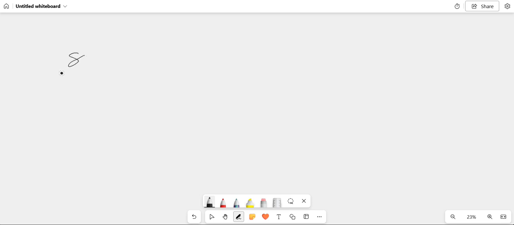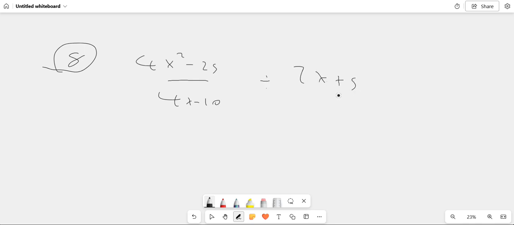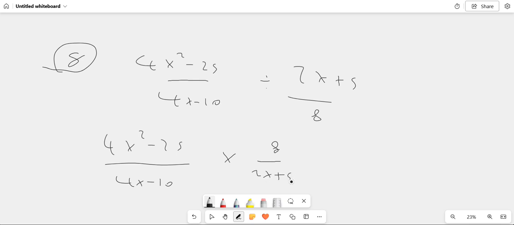Part F. 4x squared, yeah, minus 25 over 4x minus 10, yeah? Divide that by 2x plus 5 over 8, yeah? So again, keep flip change, 4x squared minus 25 over 4x minus 10, yeah? And then change that to a times. And then here's going to do a little flip situation. So 8 over 2x plus 5.